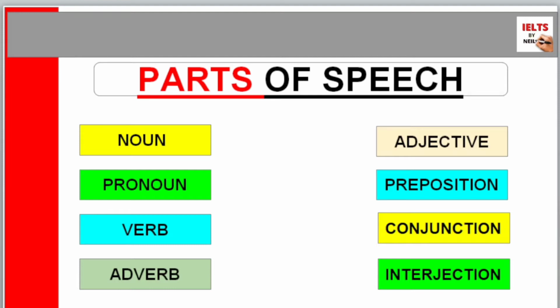In this one we're going to cover the 8 parts of speech, which are very important to understand in order to get the gist of the grammar of the English language. So to start with, we have 8 parts of speech. First one is noun, a pronoun, a verb, adverb, adjective, preposition, conjunction, and the last one is interjection. In this video we are going to discuss all these 8 parts of speech briefly, and in the coming videos of course we will be discussing it in more detail.